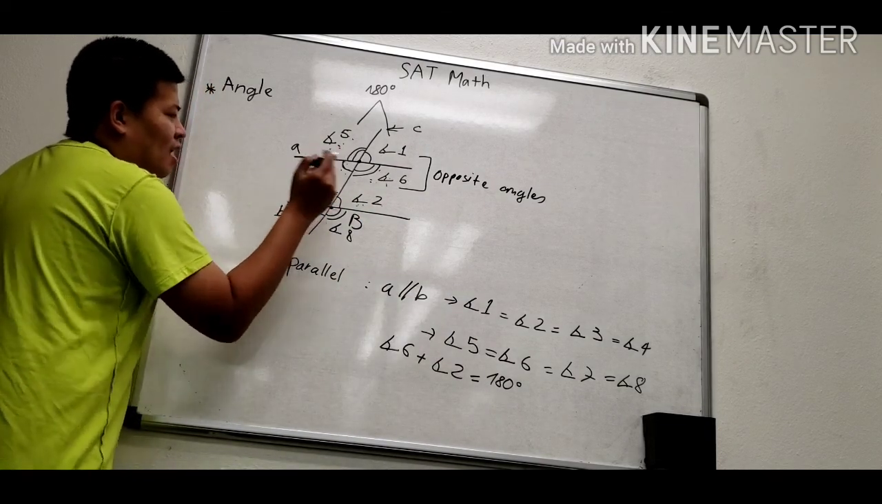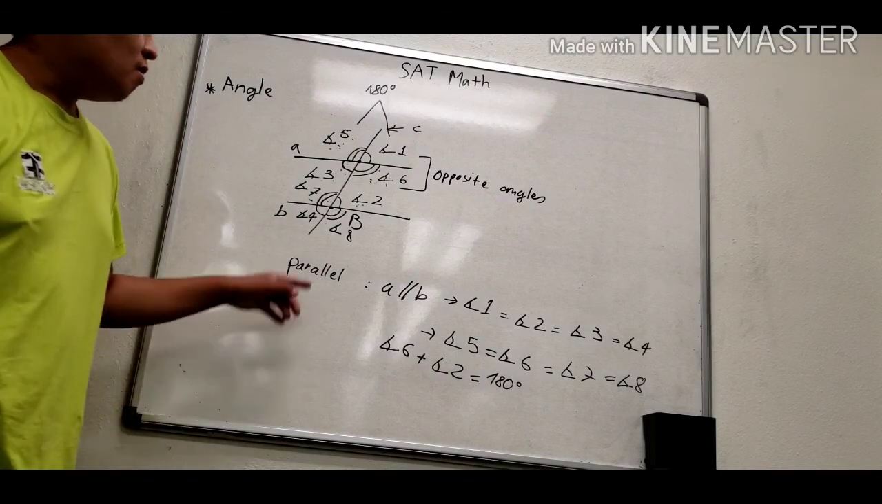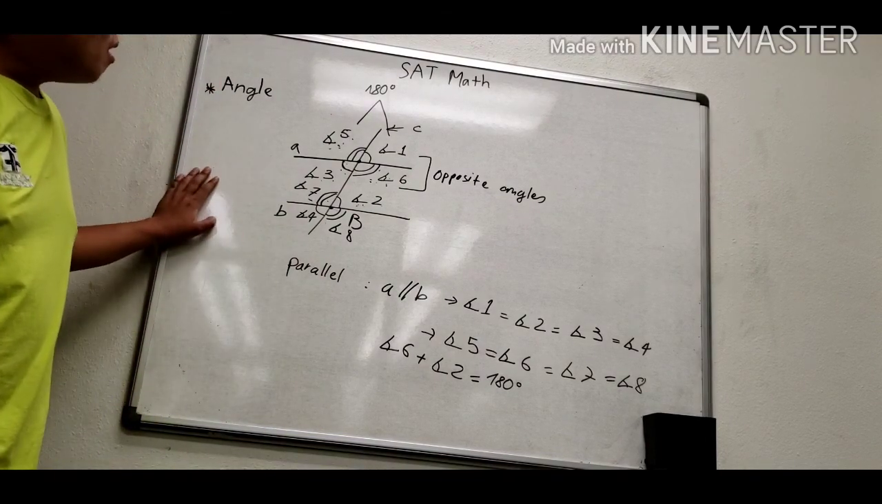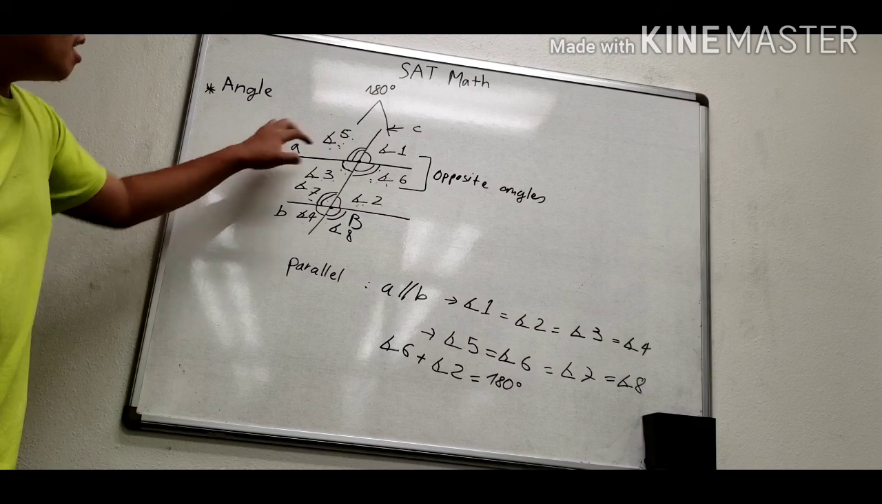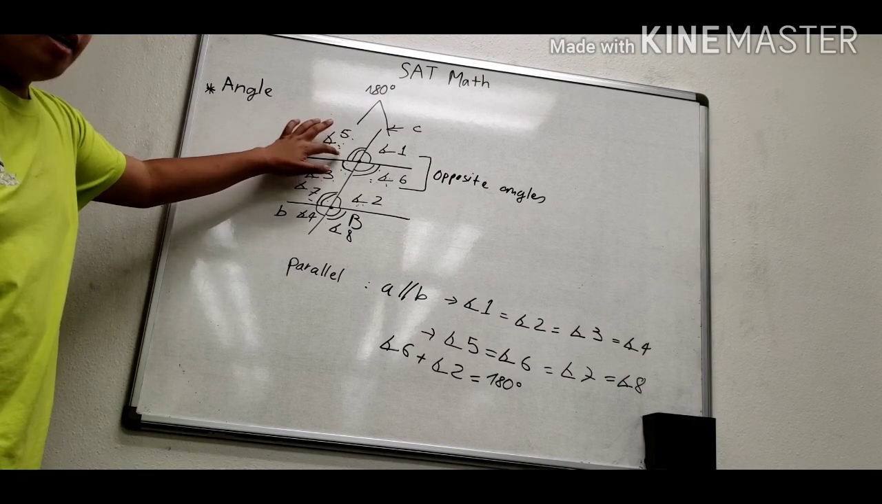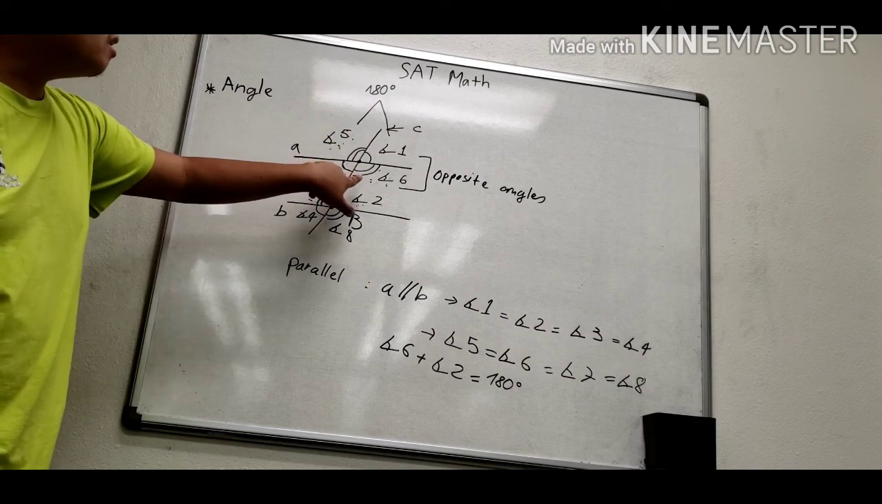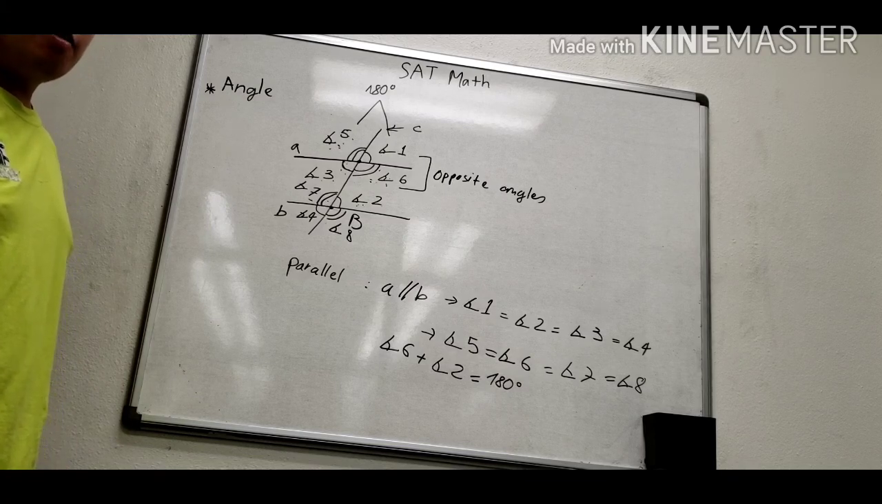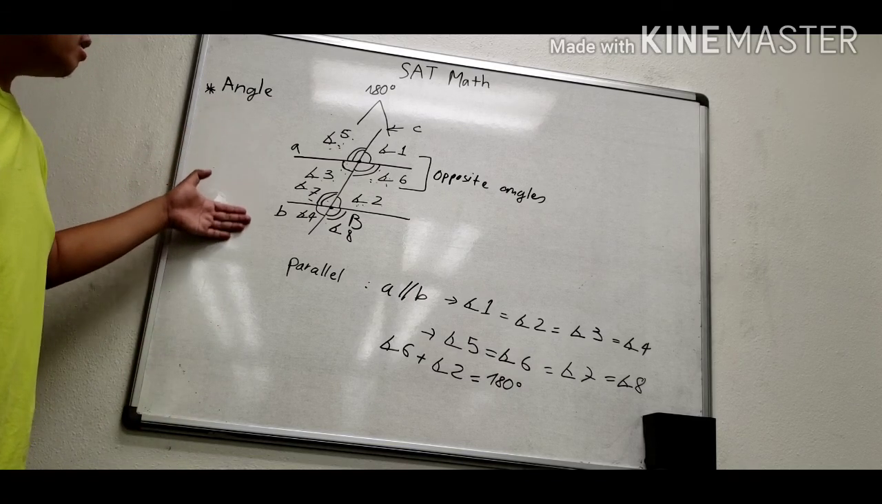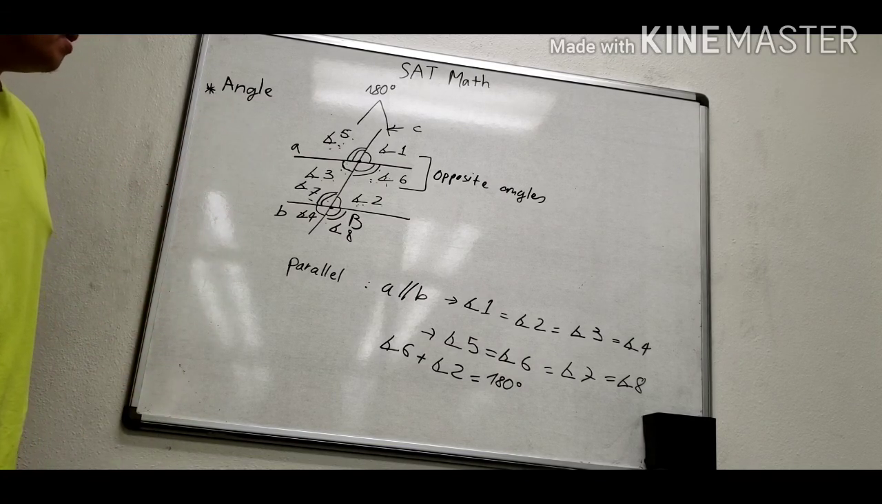That's why angle number 6 plus angle number 2 become 180 degrees. And that's why we need to learn the rules of parallel lines, and to find which angles are the same and which angles sum together to 180 degrees. That's why I just showed you step by step.